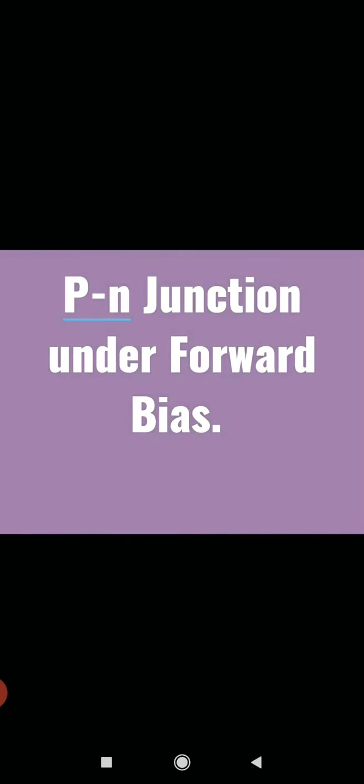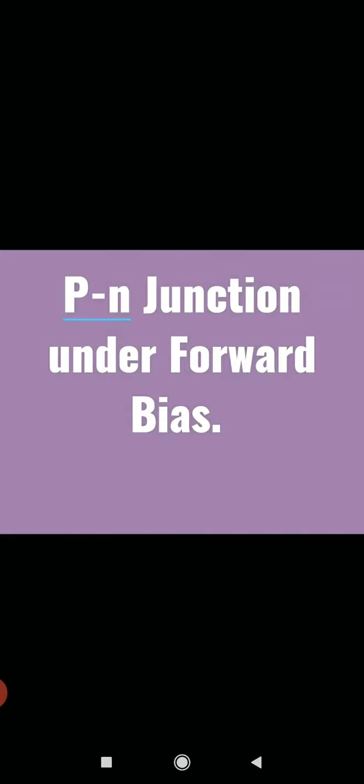We already discussed biasing. A p-n junction can be biased in three ways. The first one is no biasing, without biasing. The second one is forward bias, and the third one is reverse bias. Now we are going to focus on forward biasing and reverse biasing of the p-n junction.